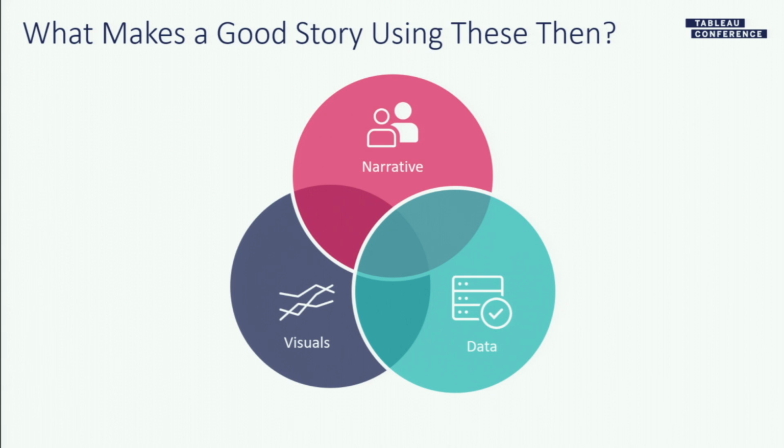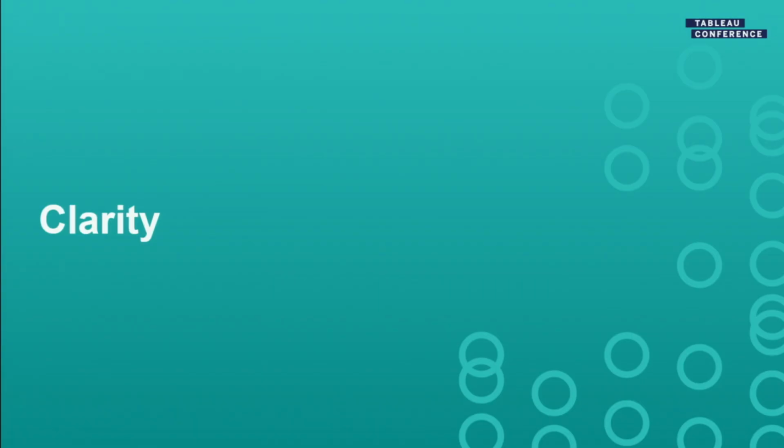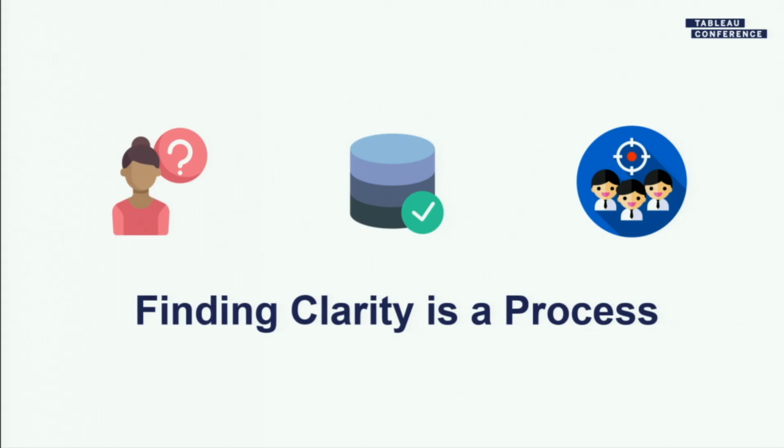So that is what makes a story, those are the 3 prerequisites you must have, but what makes a good story? How can we tell a good story on top of these elements? The first thing will be clarity. And finding clarity in a business scenario is a continuous process. Every iteration allows you to get your dashboard to be better and better.